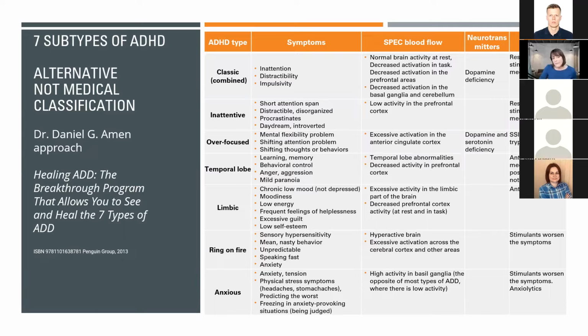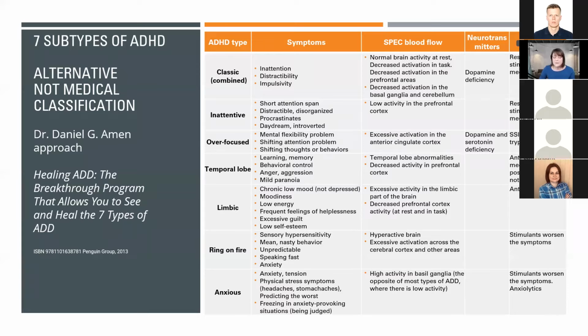Another type, in his opinion, is inattentive. They have a short attention span and all symptoms that are similar to the traditional inattentive subtype. They also have low activation in the prefrontal cortex, and we talk now about blood flow in frontal cortex. And this type of people also respond quite nicely to stimulant medication.